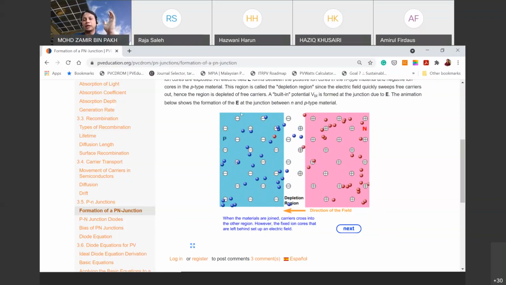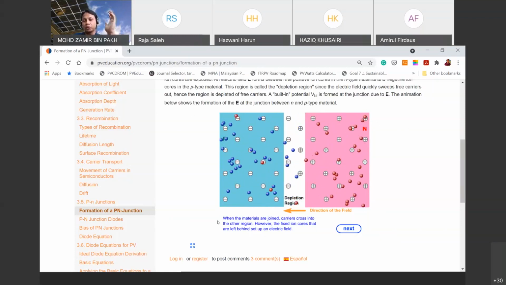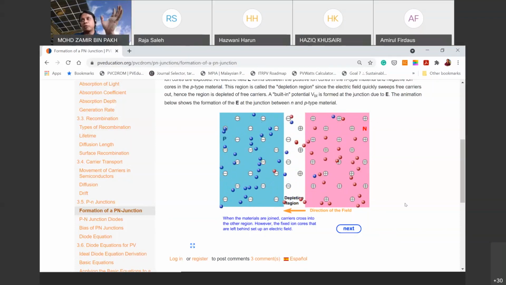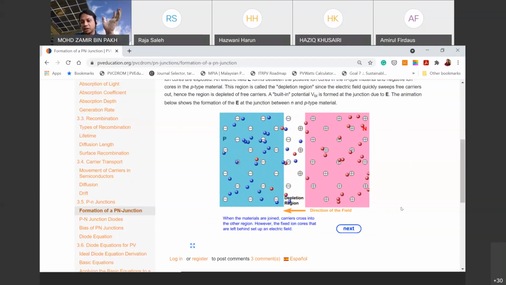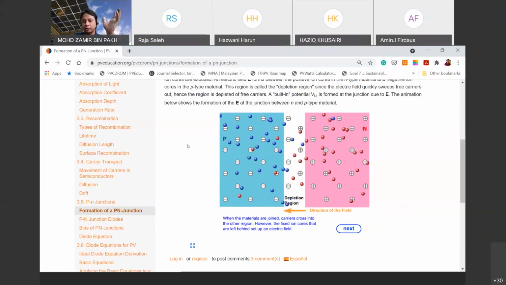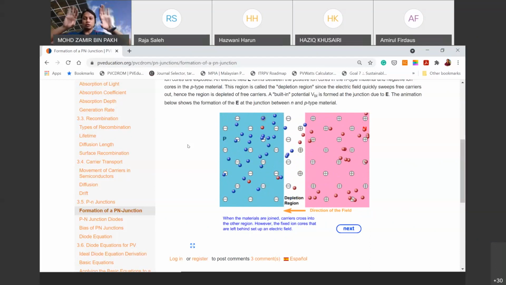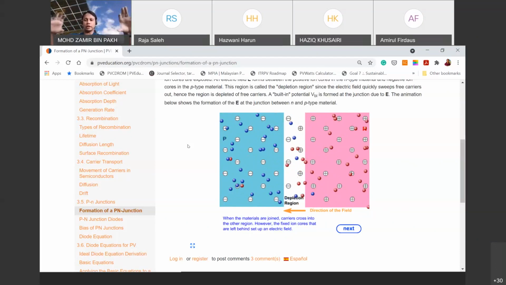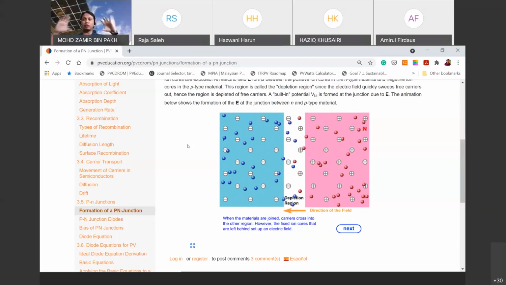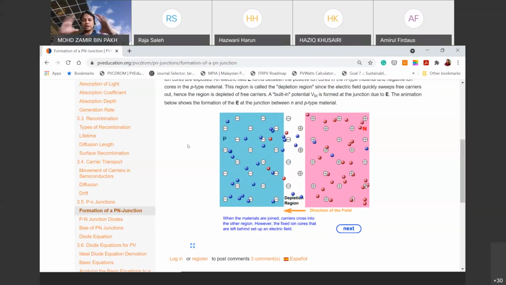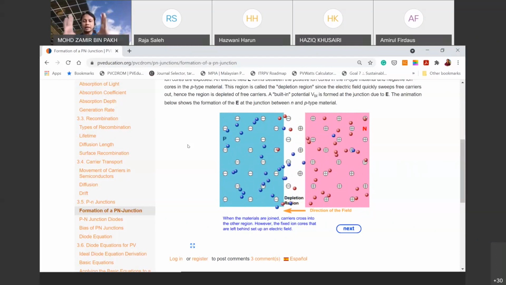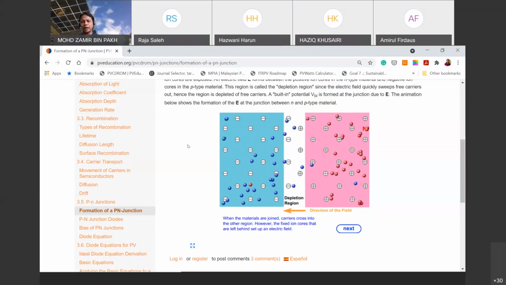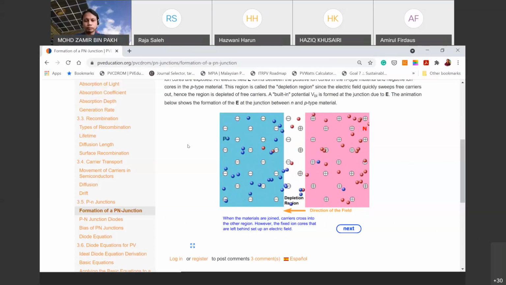Note that the region to the left of the blue and the region to the right of the red don't have the positive and negative ion charges. Instead, they are neutral in nature because they are not near the junction, right? As you go away from the junction, the materials are neutral, just like the original condition, as if they were not combined. So the changes only happen right near the junction.